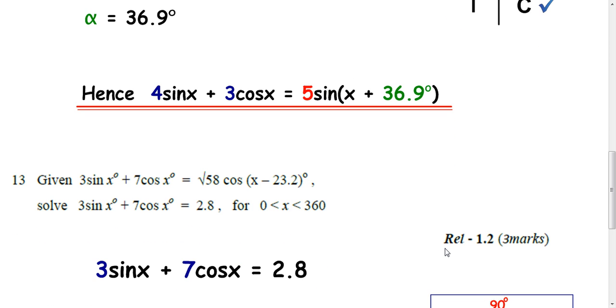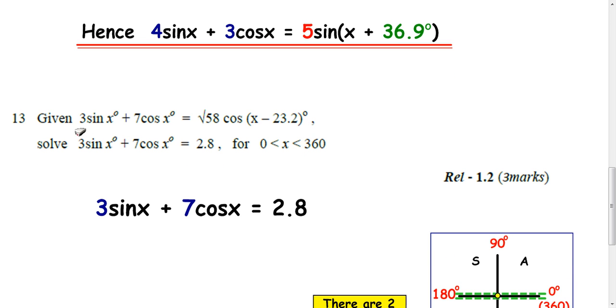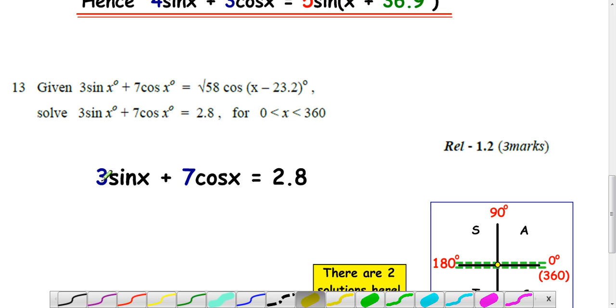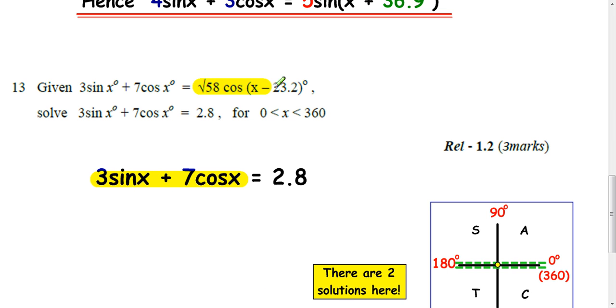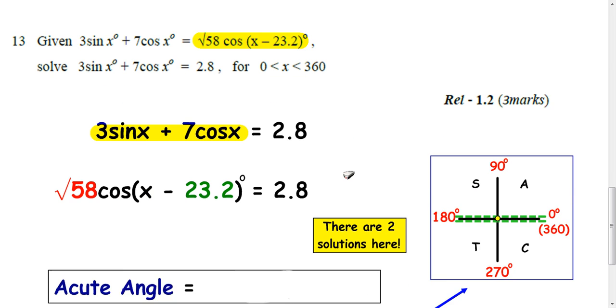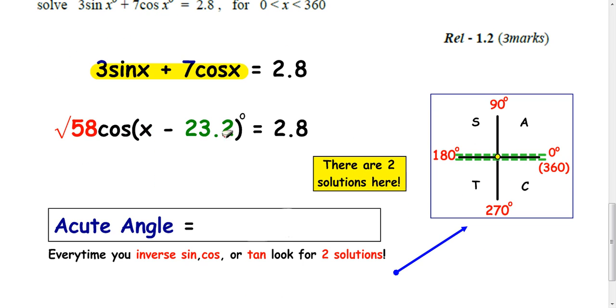Now, question 13. It says, given that 3 sin x plus 7 cos x is equal to this, we have to solve that equal to 2.8. So we're basically going to replace this here with that to make it easier to solve. Do that first. Now this is a trig equation that we have to undo in the correct order. The first process is to divide by root 58 and then work out what our acute angle is.